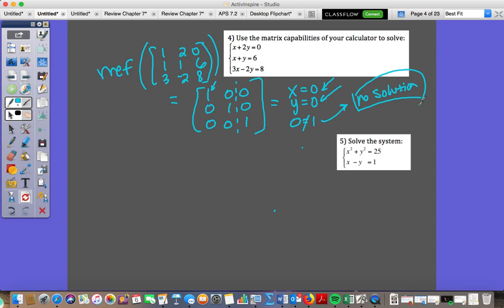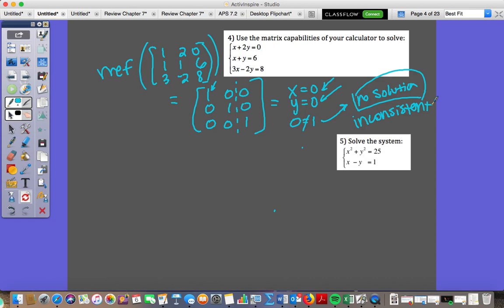When it's no solution, we say that it is inconsistent. Okay? Every other time, whether it's infinite solutions or one solution, we would say it is consistent. But in this case, no solution is inconsistent. Okay? Number 5 is another interesting one. Number 5 is one where I could actually solve algebraically or by calculator.